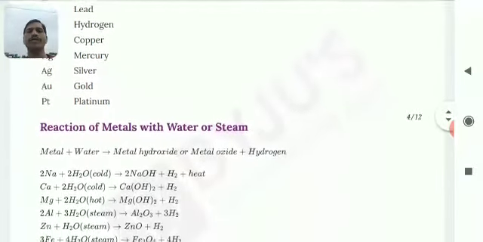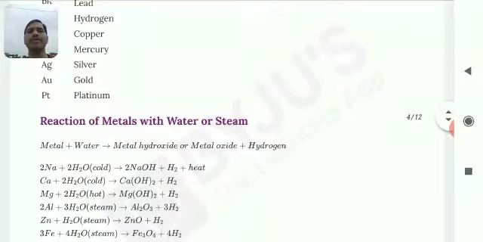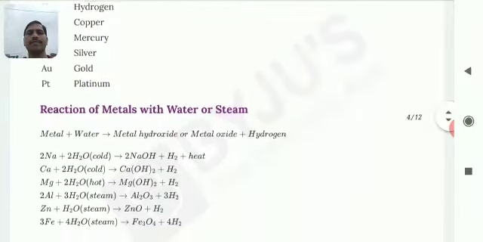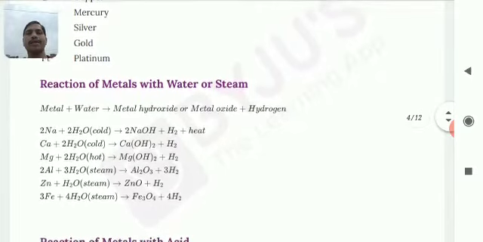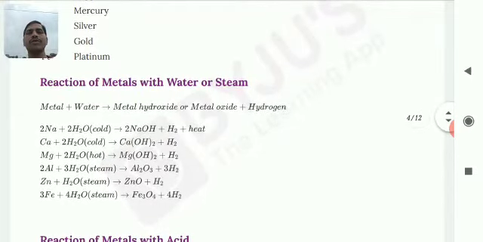Dear students, metals react with water or steam to form metal oxide, releasing hydrogen. They can also form metal hydroxides. You can see the reaction. Sodium reacts with cold water to form sodium hydroxide along with a hydrogen molecule, and heat is released.